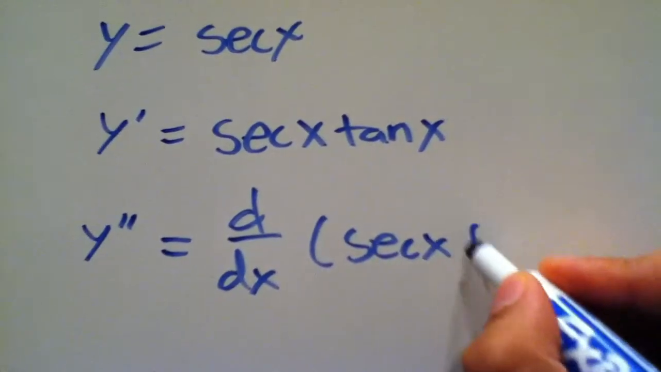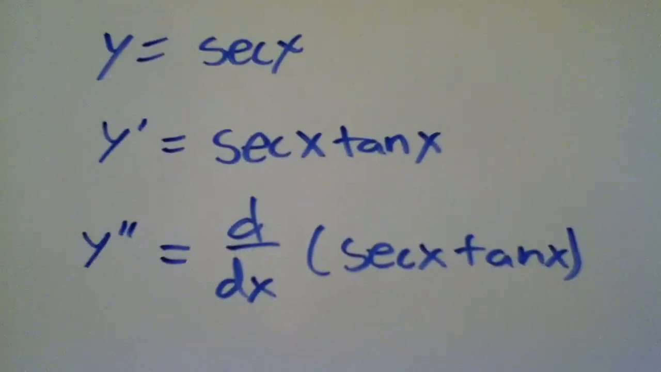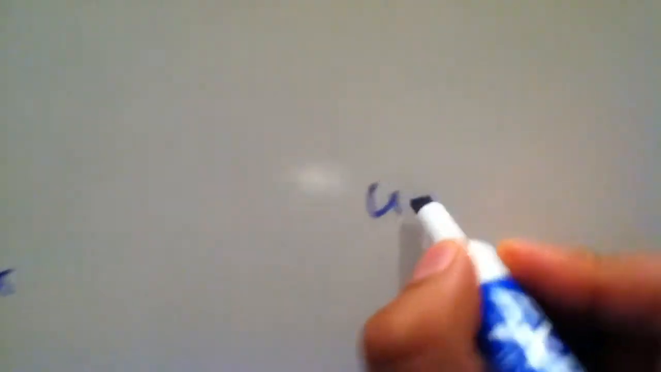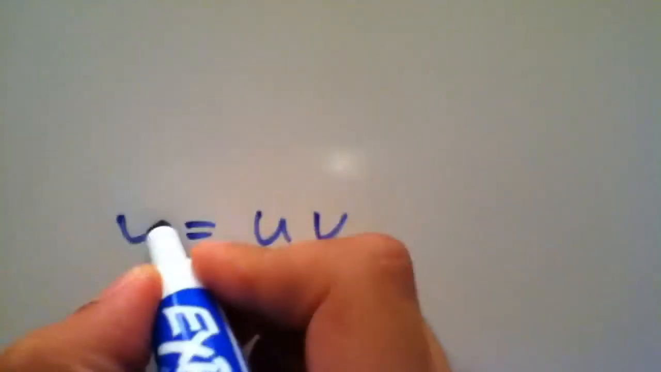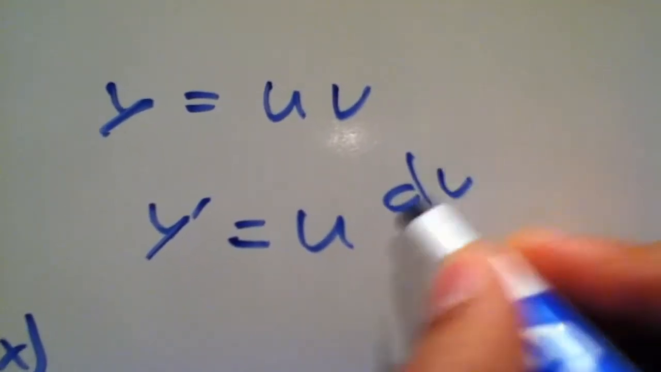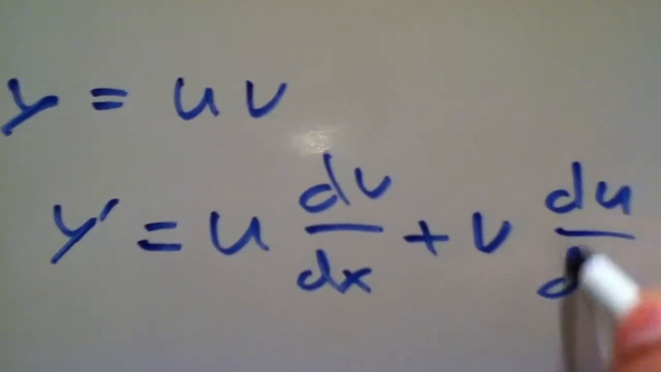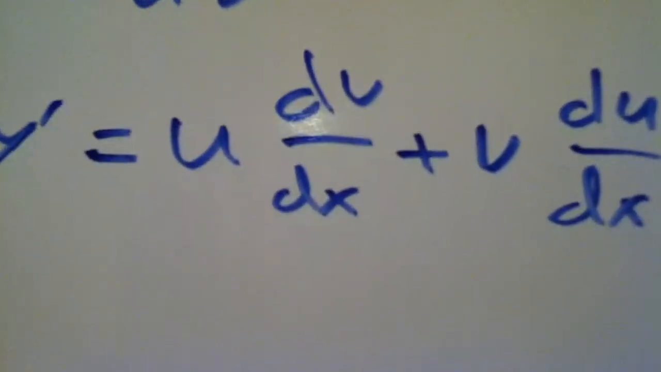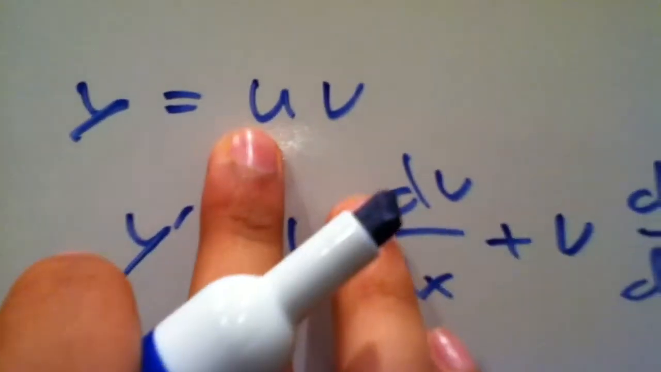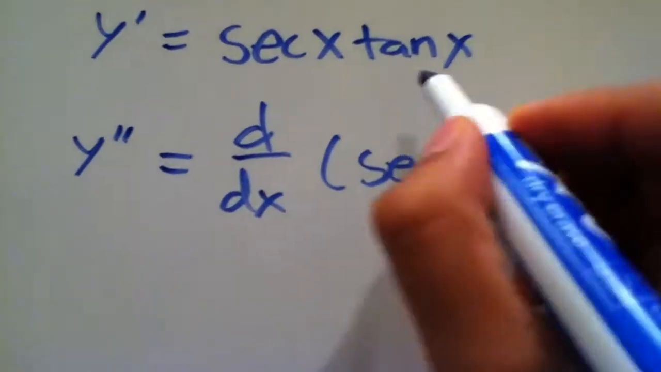secant x tangent x. And we know from rules of differentiation that this is just uv. This is just y is equal to uv, and y prime is equal to u dv over dx, which is the derivative of v, plus v du over dx. This is used when you're multiplying two functions such as these, secant x and tangent x, together. So u is secant x, and v is tangent x in this case. So let's keep that in mind as we're going through this example.